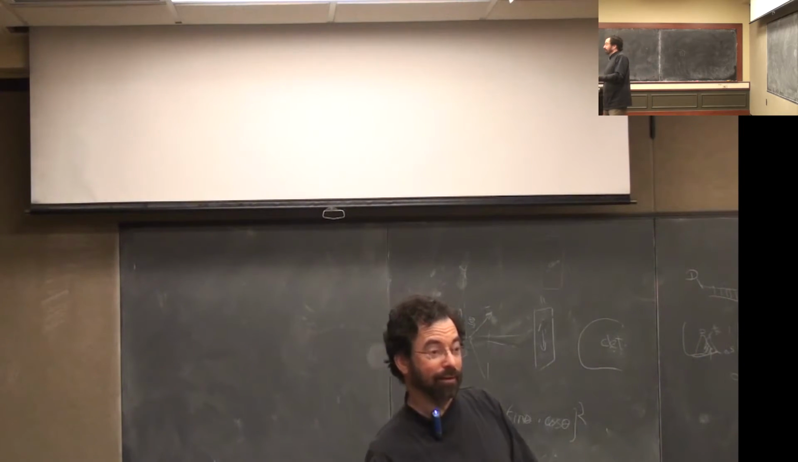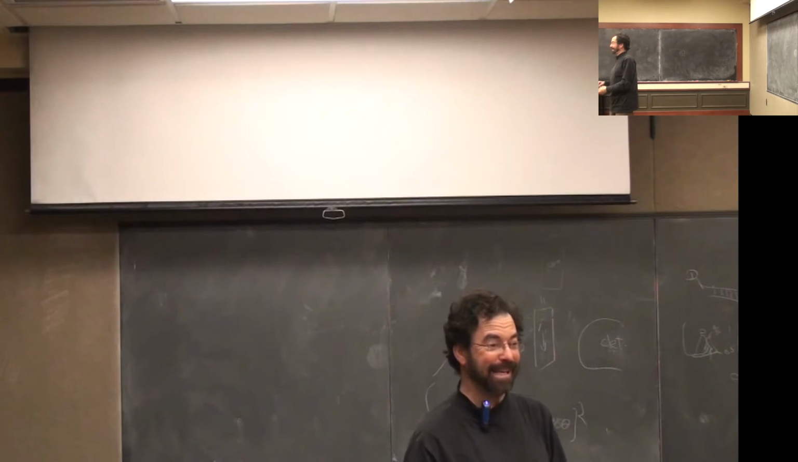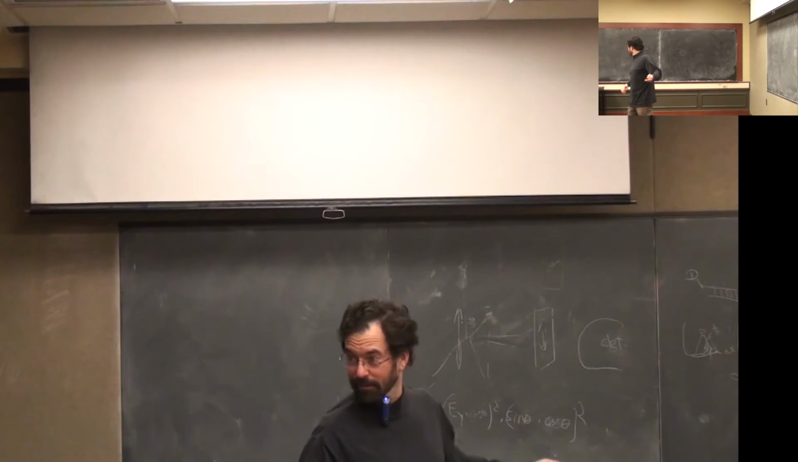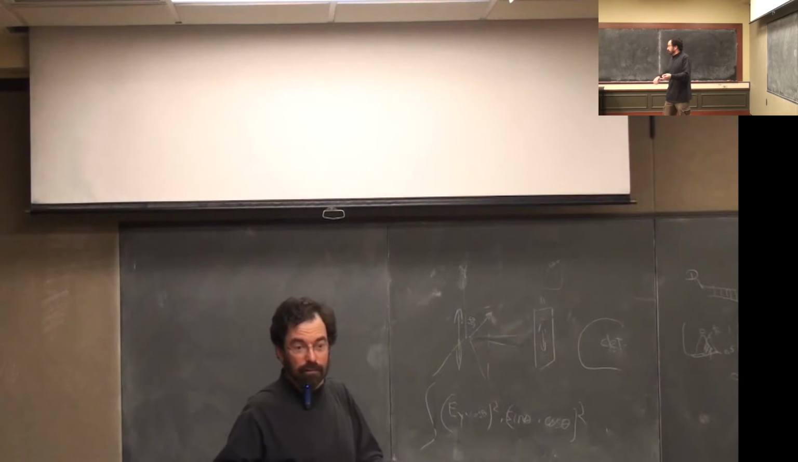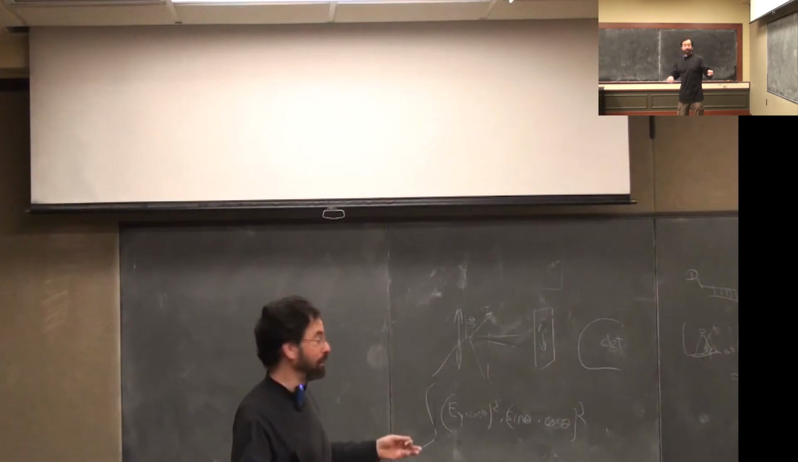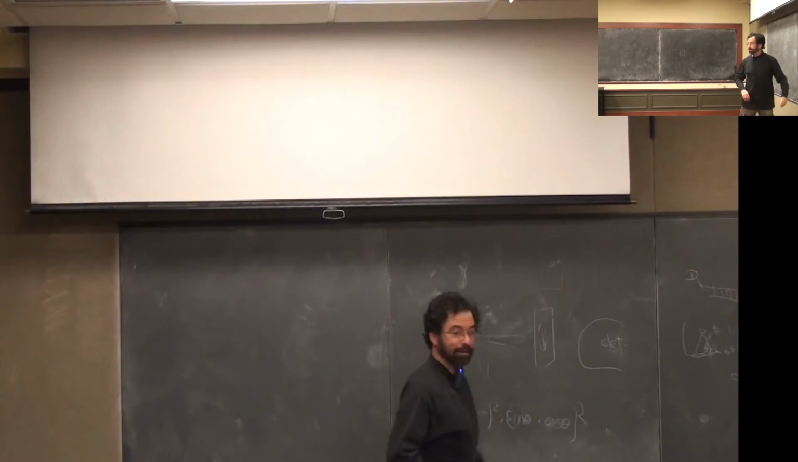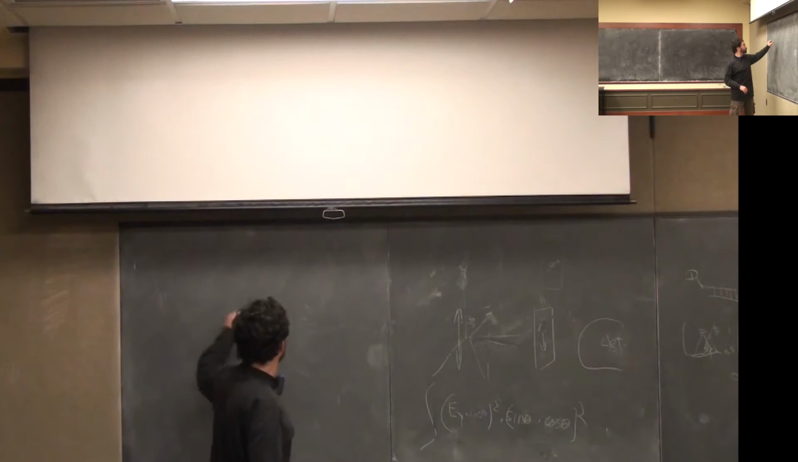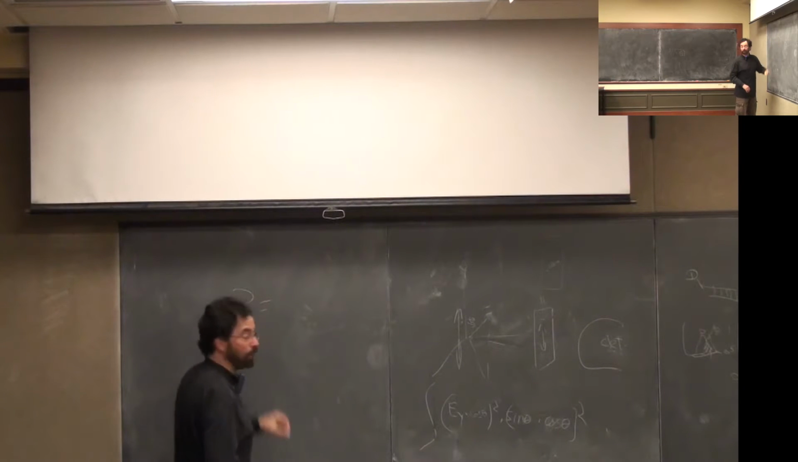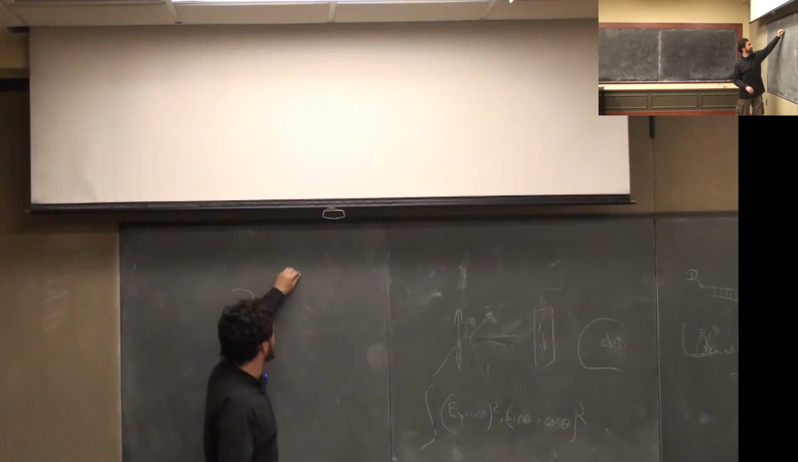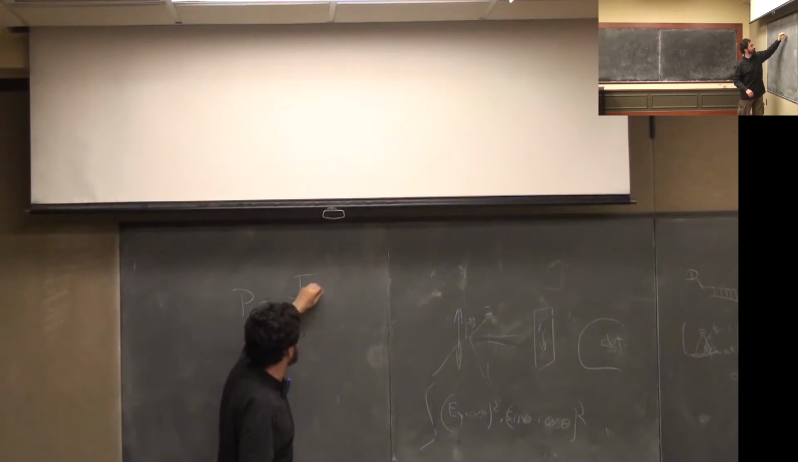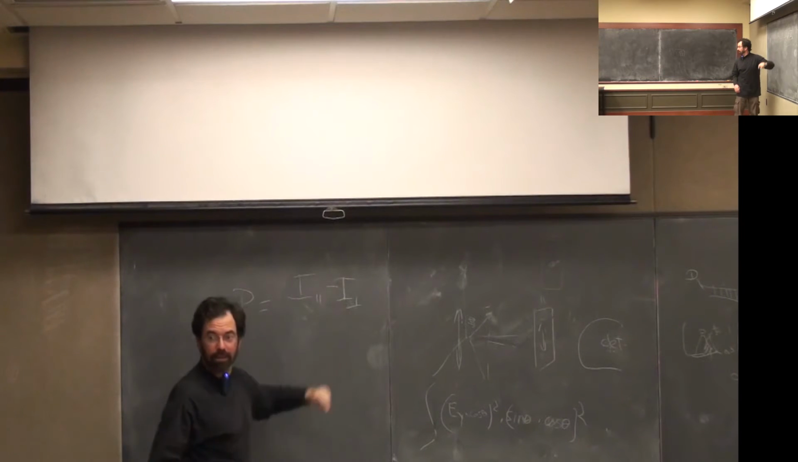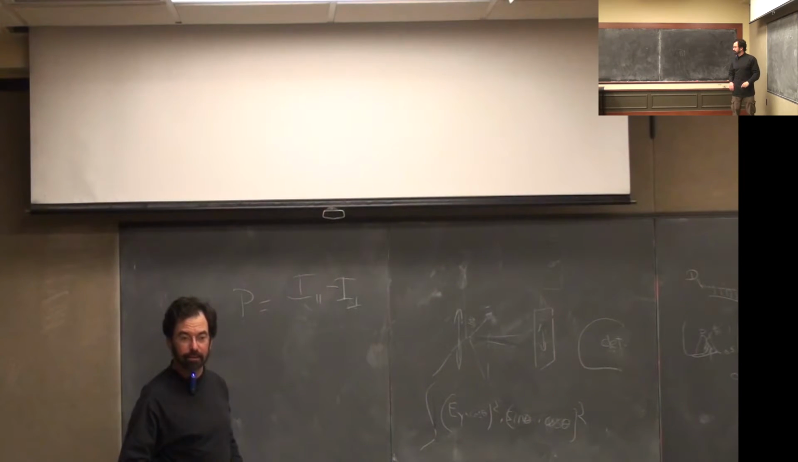50-50, meaning half and half? Yeah, exactly. It'll be half and half, and that will be equal. So if you define your polarization as I parallel minus I perpendicular. Okay, these are in intensity.